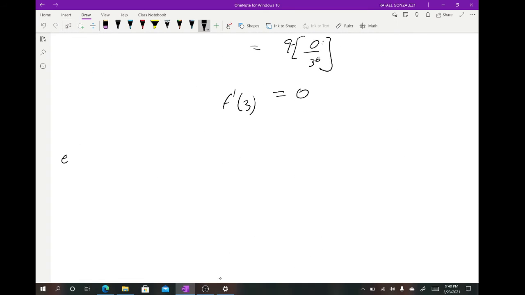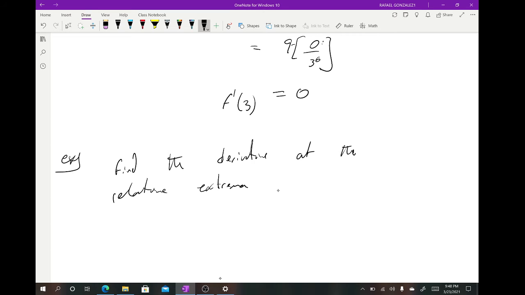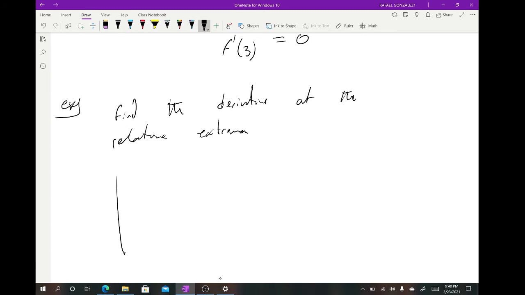Let's do one more. So let's do another example. It's going to be a similar problem. We're going to find the derivative at the relative extrema for the given function. The given function is y equals sine of x. If you remember from pre-calc, y equals sine of x looks like this.